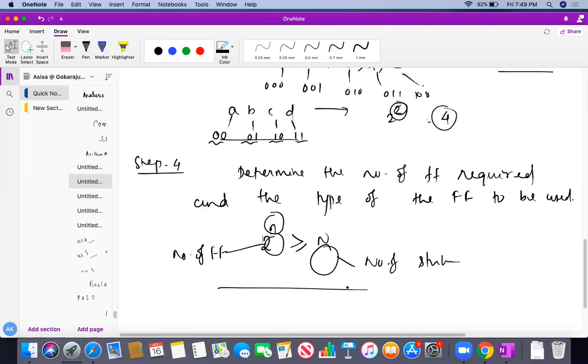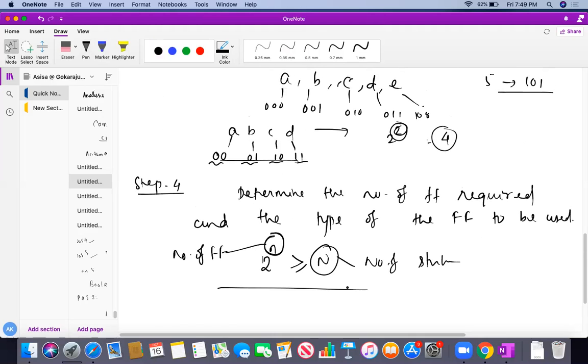Let's say it has 4 states, A, B, C, D. So how many flip-flops are required? 4 states means 2 to the power 2 is greater than or equal to 4. So obviously 2 flip-flops are required to design that particular sequential circuit. Okay, all of you understand?